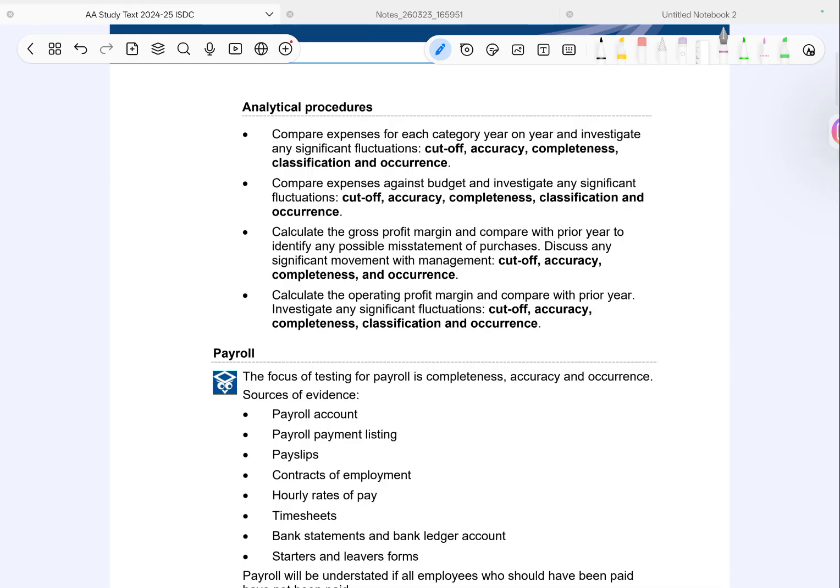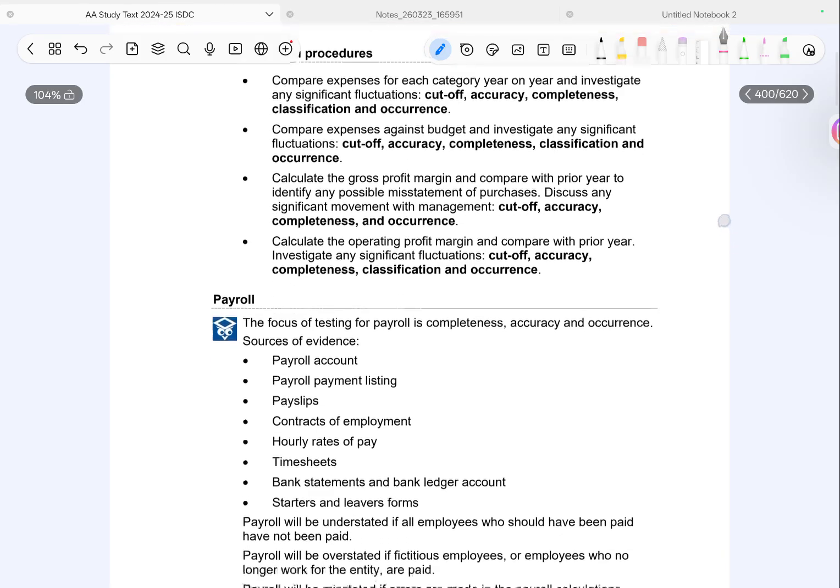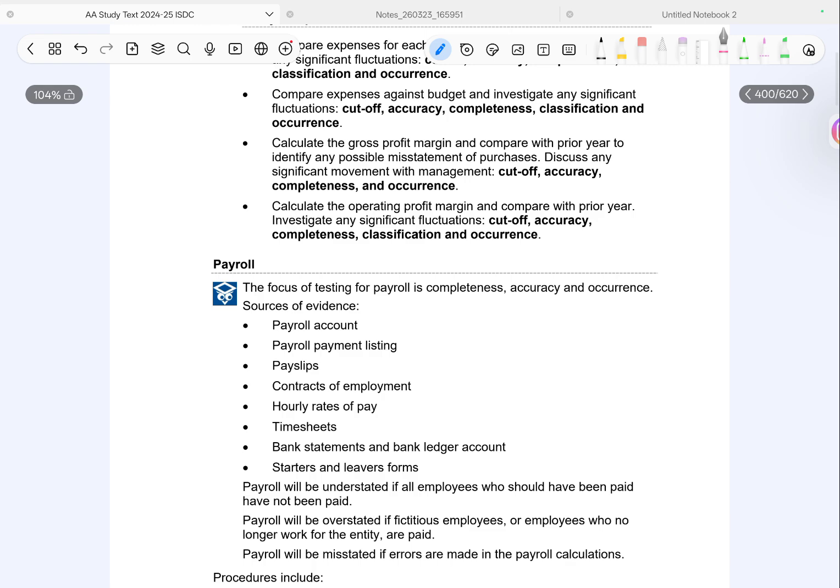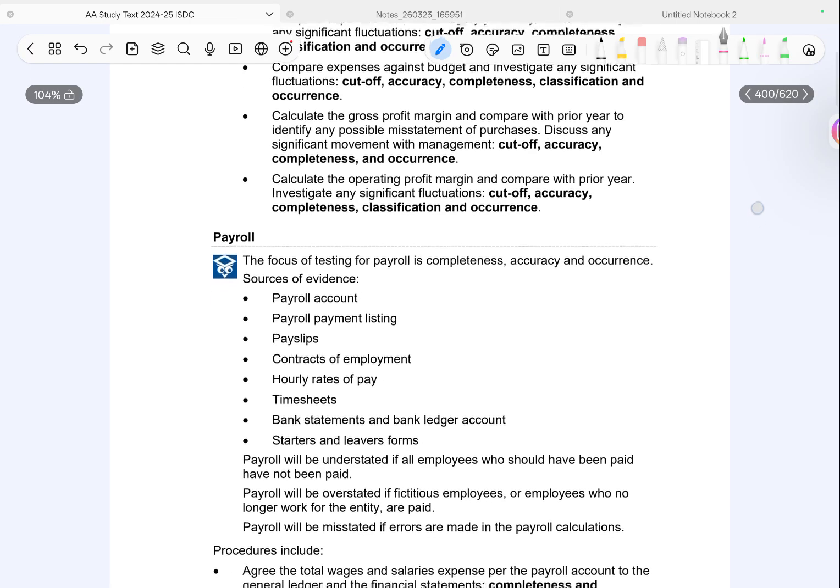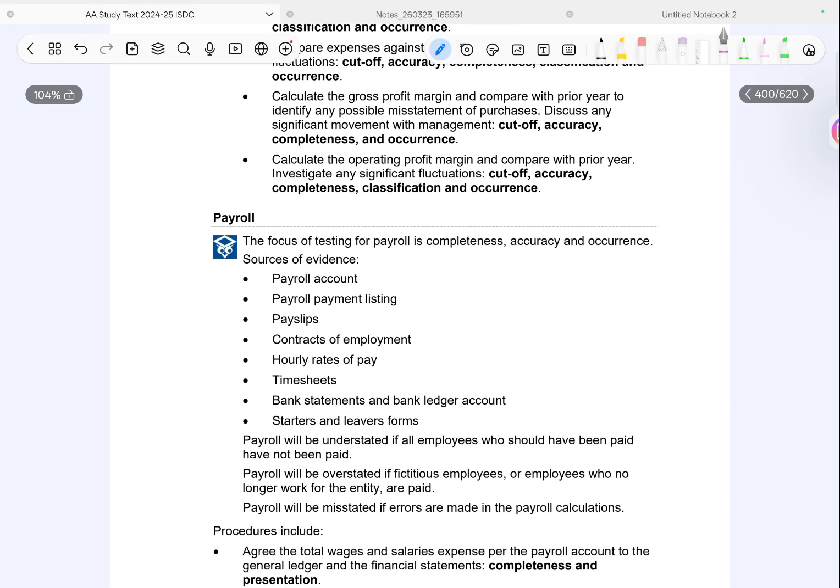Gross profit margin is also reviewed and compared with prior year figures to detect possible misstatements in purchases or revenue. Any significant movement is discussed with management to understand the underlying reason. Operating profit margin is similarly analyzed to identify inconsistencies that may indicate errors in recording or classification of expenses.